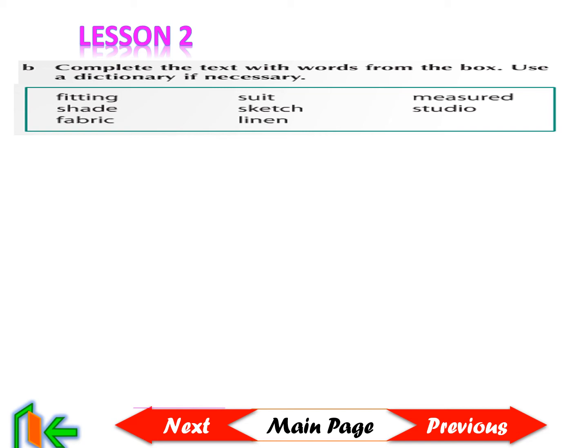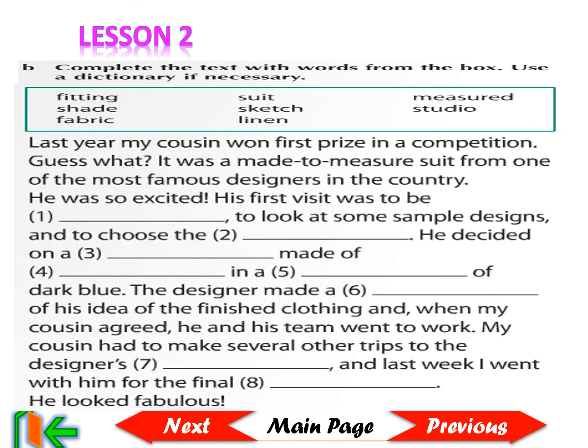And then you have suit. I told you the meaning of suit. Most teachers in your school go to school wearing suits. And then measure. I told you to measure means to know the size. Shade of a color, and sketch, a drawing which is unfinished, and the studio is a place where a photographer works, and fabric is the kind of material that is used to make clothes, and linen, I told you it's a specific kind of material made from flax plants, and I have shown you the photo. We start with the activity, and we will move one by one, and I'll give you time to think and to try to find the answer.